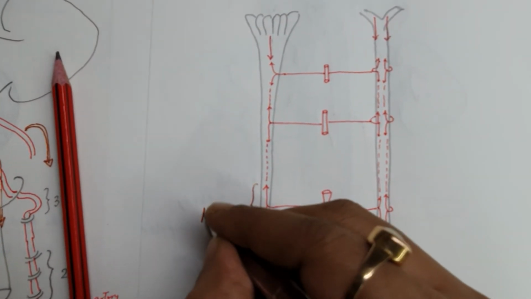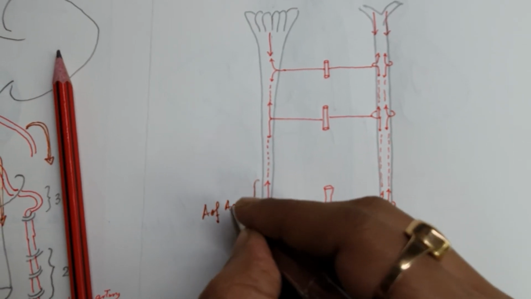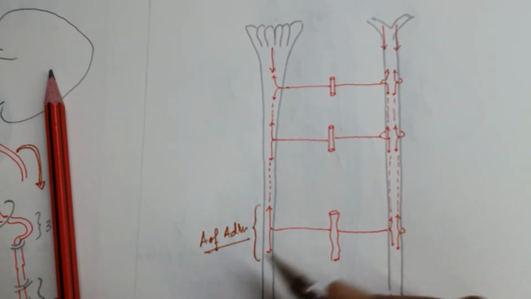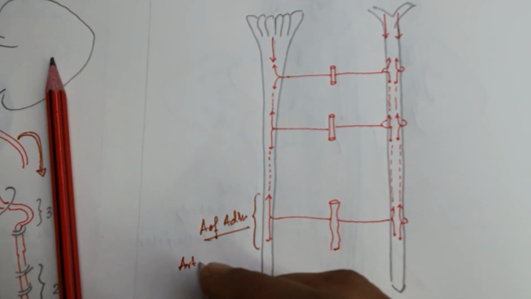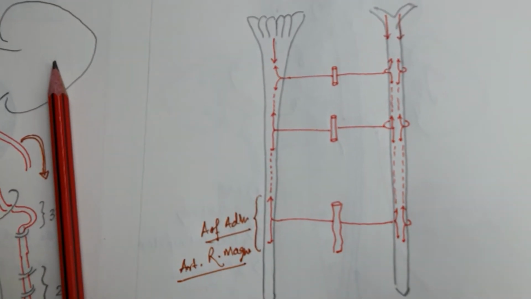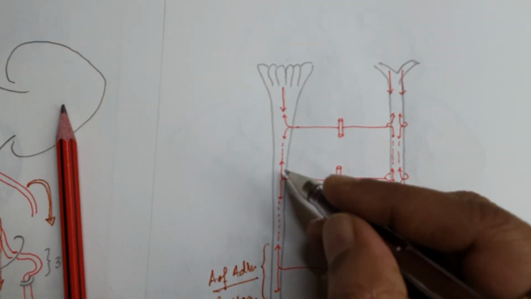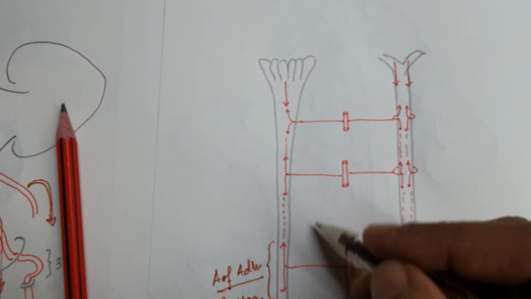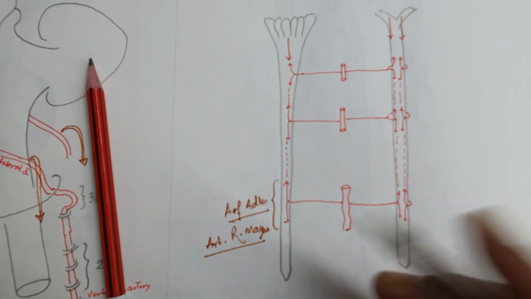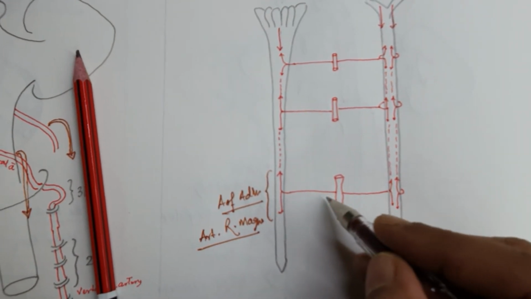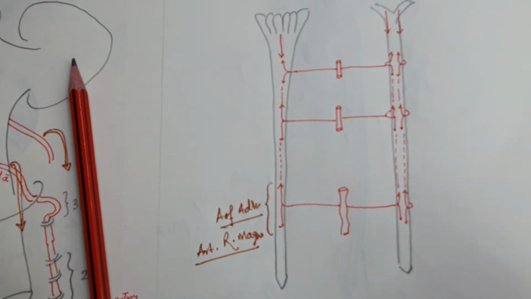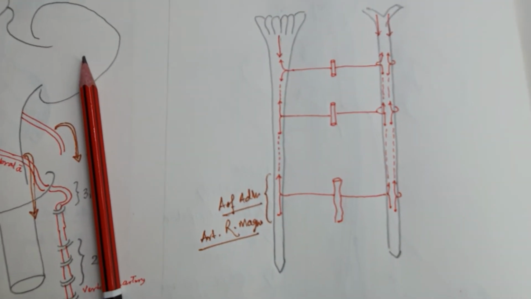This is called artery of Adamkiewicz, or arteria radicularis magna. Magna means large. These arteries are the radicular arteries. They are the feeder branches. And this one is so much larger, one artery in the lumbar region. This is called arteria radicularis magna or artery of Adamkiewicz.